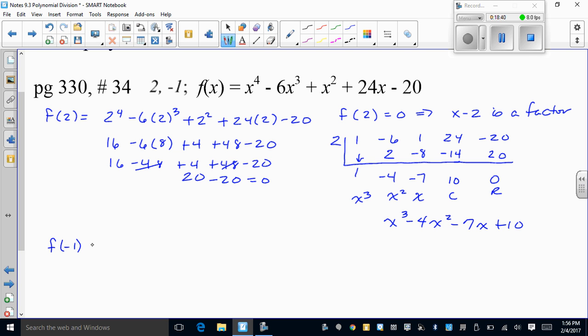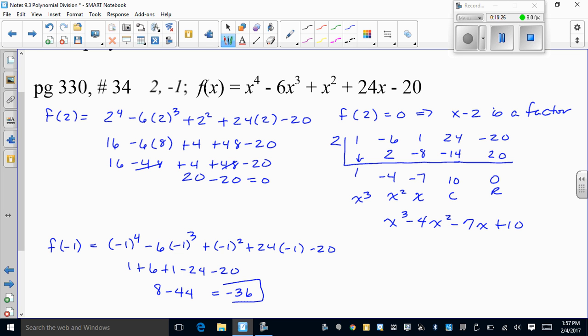So I have -1 to the 4th power minus 6 times -1 to the 3rd power plus -1 squared plus 24 times -1 minus 20. This is going to give me 1. This is going to be negative, so plus 6, positive plus 1. That's negative 24 minus 20. 6, 7, 8 minus 44 is going to give me -36. So that implies f of -1 does not equal 0. Therefore, x plus 1 is not a factor.